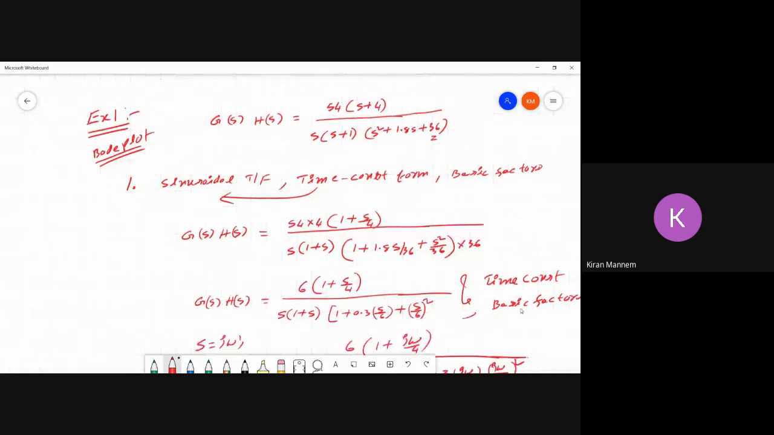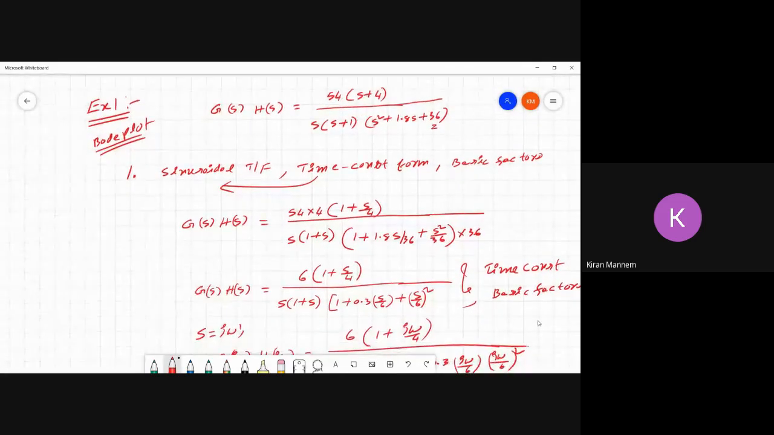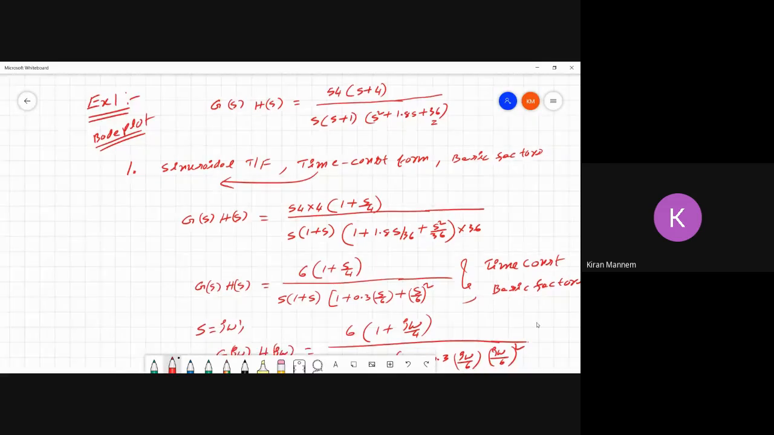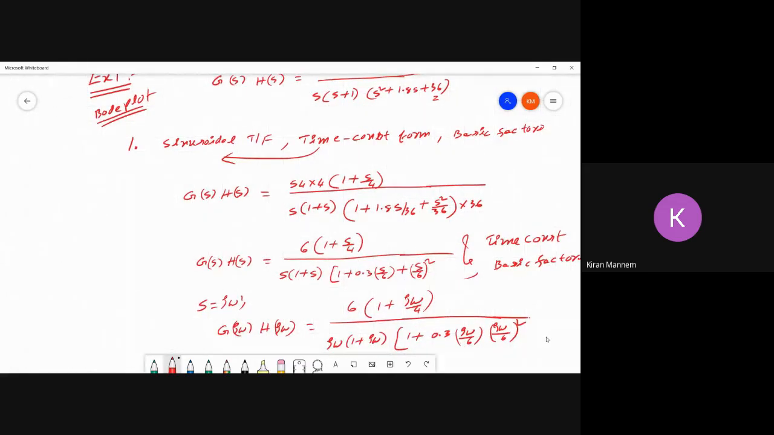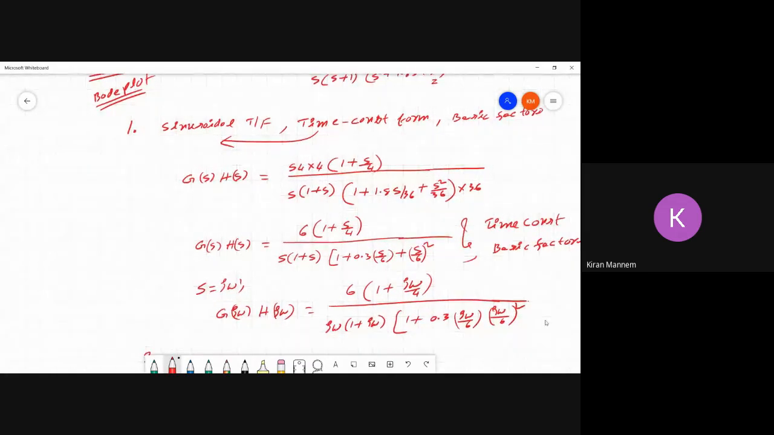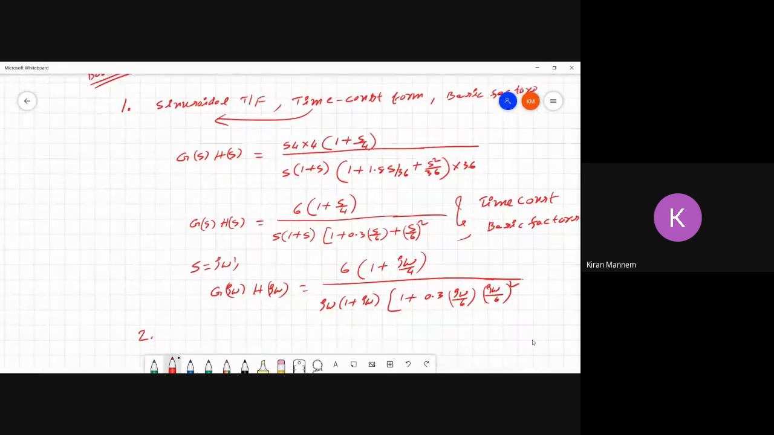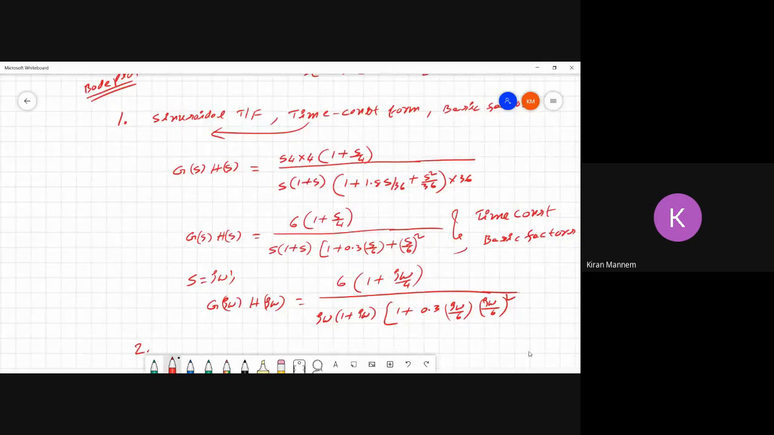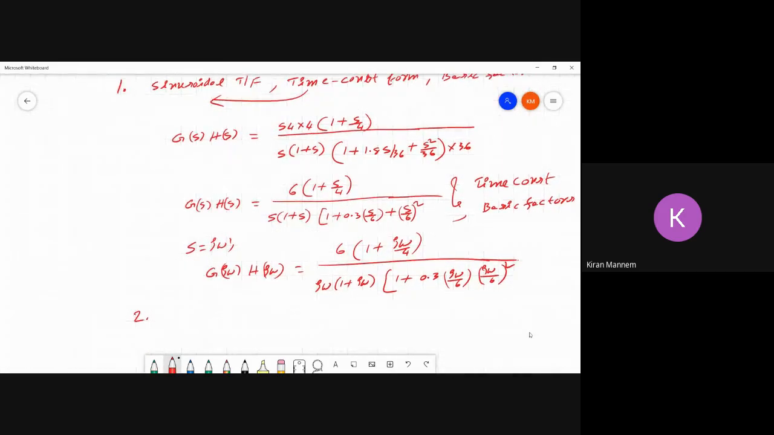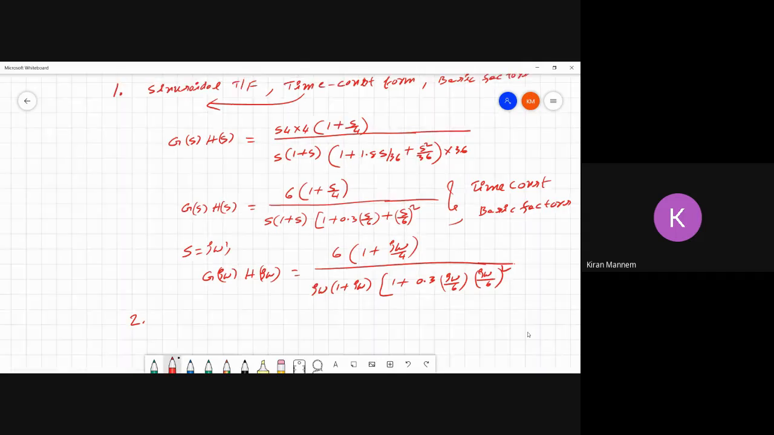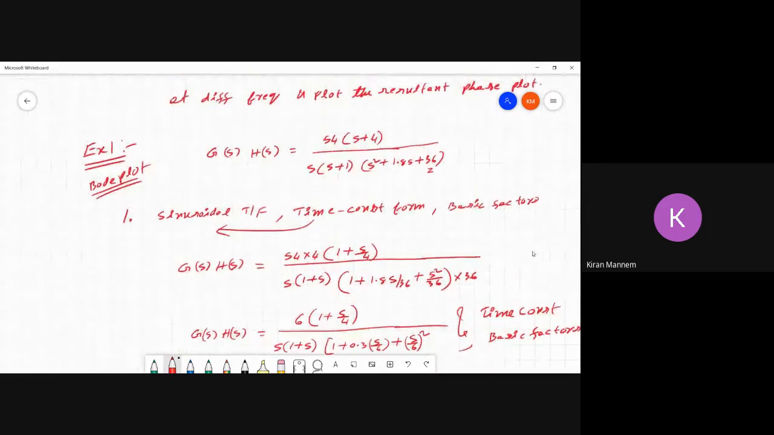Okay. So first step, we converted into time constant form. Then we wrote the basic factors, some of the basic factors, and also substituted S equal to j omega. So we completed step number 1. Step number 2, we should find out the corner frequencies of all basic factors. So let us look at our equation. So what are the basic factors here?